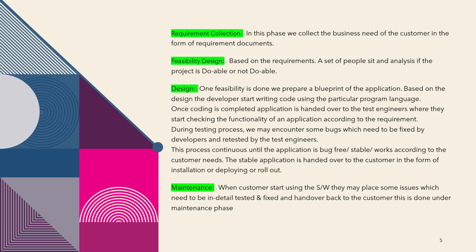Based on the design, the developer starts writing the code using a particular programming language. Once coding is completed, the application is handed over to the test engineer, where they start checking the functionality of the application according to the requirement. During the testing process, we may encounter some bugs which need to be fixed by the developer and retested by the test engineers. This process continues until the application is bug-free, stable, and works according to the customer needs. The stable application is handed over to the customer in the form of installation, deploying, or rollout.